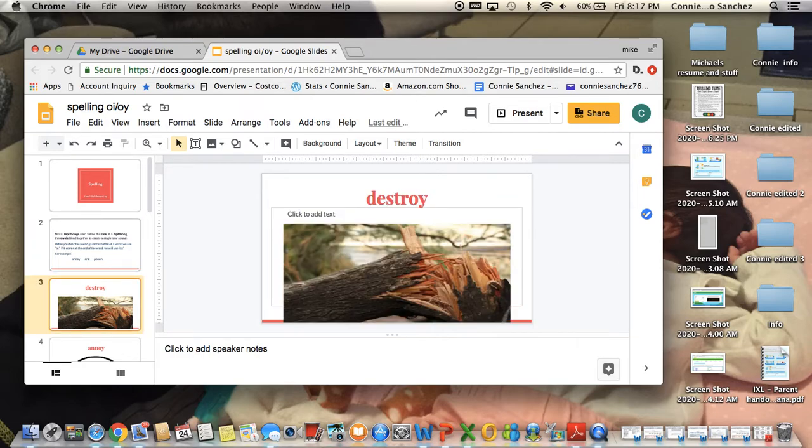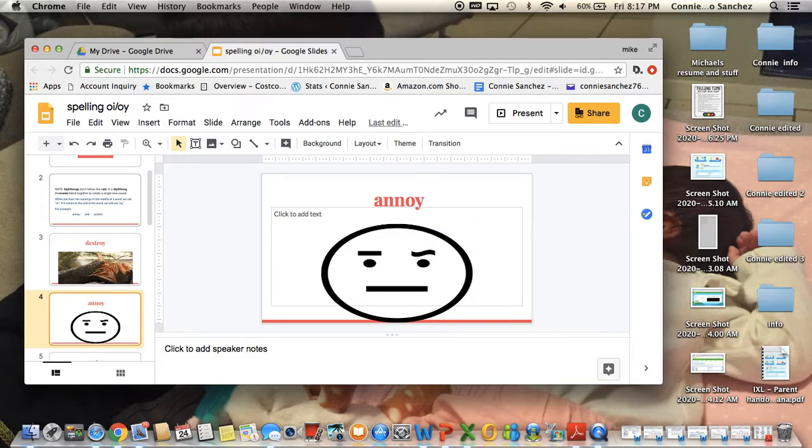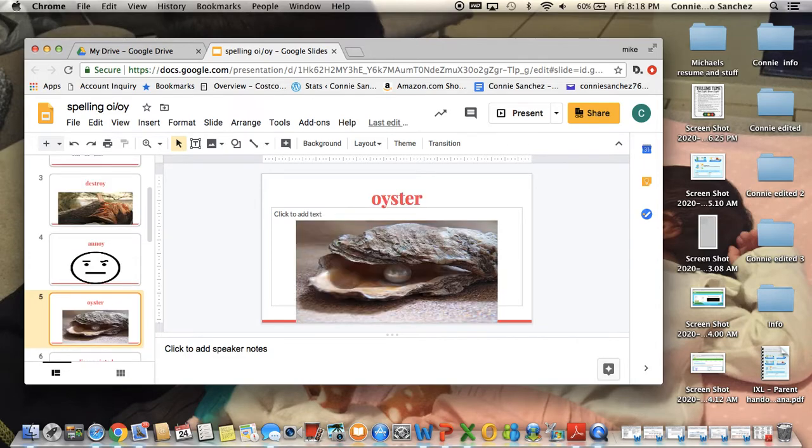So destroy. Here's a picture of a tree that has been destroyed. If you notice, the OY is at the end. So it applies to that rule where if you hear the sound at the end, it's an OY instead of an OI for the vowel diphthong. Annoy, same thing. It's at the end. So it's an OY.